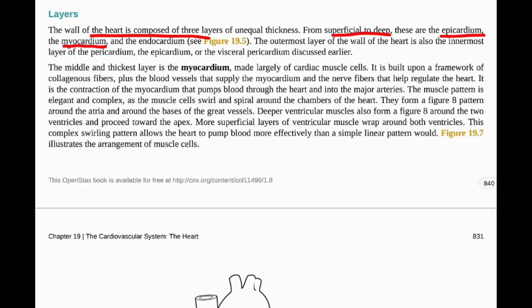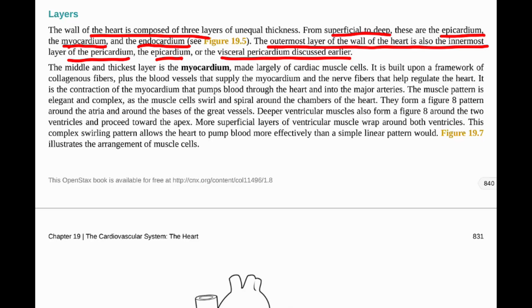So the outermost layer of the wall of the heart is also the innermost layer of the pericardium, which is the epicardium. That's why we already spoke about the epicardium, which is the visceral pericardium. It is part of our pericardium, which are the layers on the outside protecting the heart, kind of the sac of the heart. That one is also part of the layers of the heart because it's attached to the heart. So that would be our most superficial layer of the heart itself.